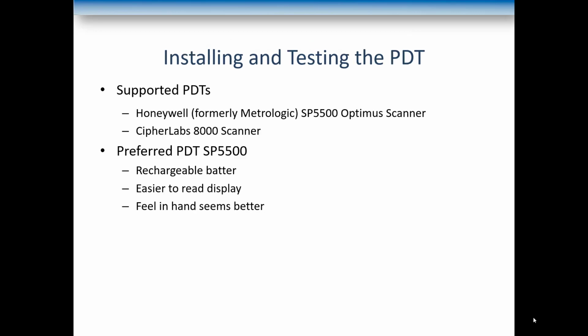Okay, so now that I've showed you the hard way to do it, I'm going to talk about the easier way, and that's to use the physical inventory scanner. There are 2 scanners currently supported as of this tutorial. First is the Honeywell Metrologic Optimus scanner, and the other is a CipherLab 8000 scanner. Also supported is the 8001. The difference between the two is that the 8001 has a rechargeable battery.